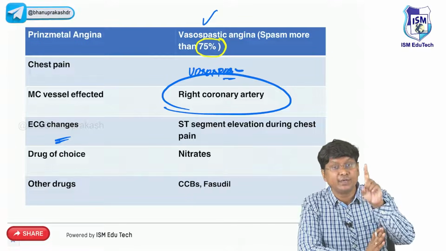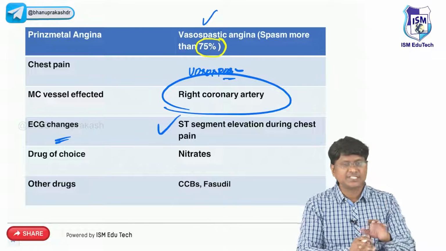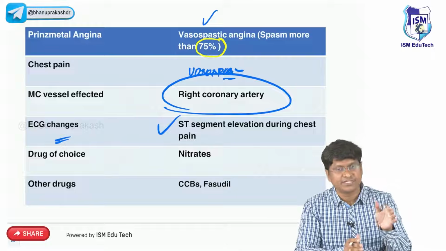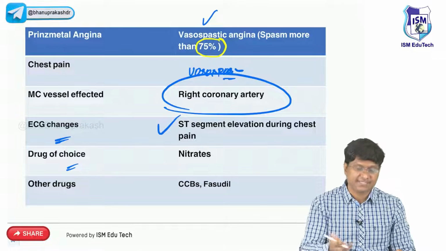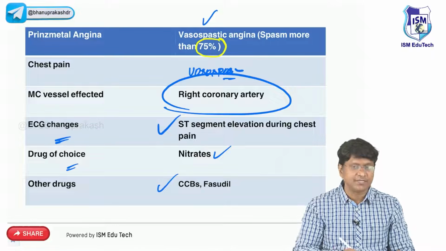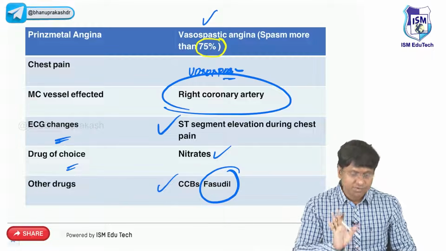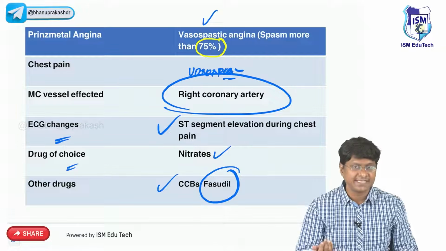And what will be the ECG changes? It is only during the chest pain that you have ST segment elevation, right? Once the chest pain reduces, that means your vasospasm is relieved, so the ST segment elevation returns to normal. And what is the drug of choice to relieve that spasm? You need to give nitrates, and the alternative drugs are calcium channel blockers and this new molecule, fasudil, right? So this is about Prinzmetal angina, which is also called vasospastic angina.